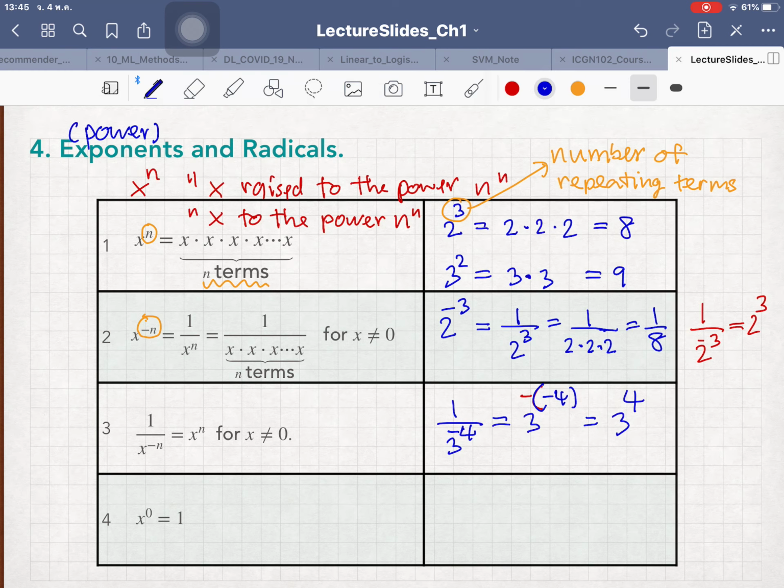All right, so again, this power needs to be on the opposite side. And to be the opposite, you need to put a minus sign in front of this power, which is minus 4.